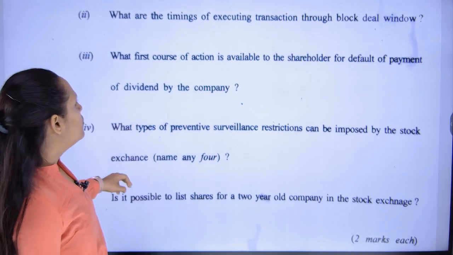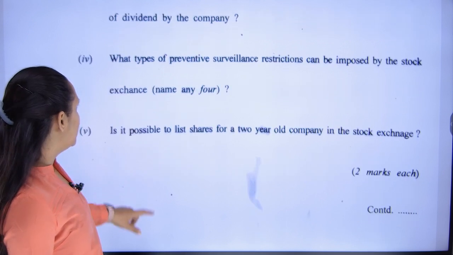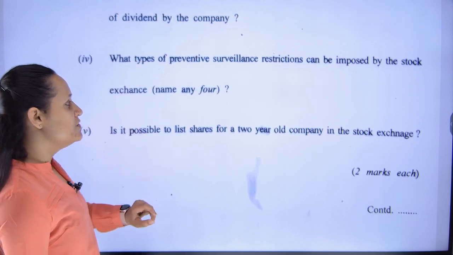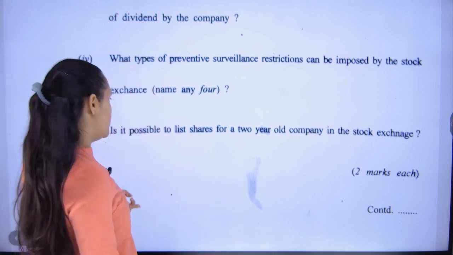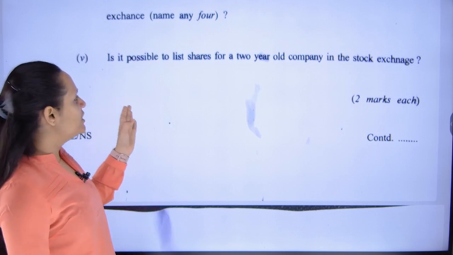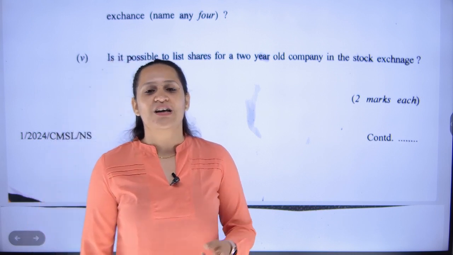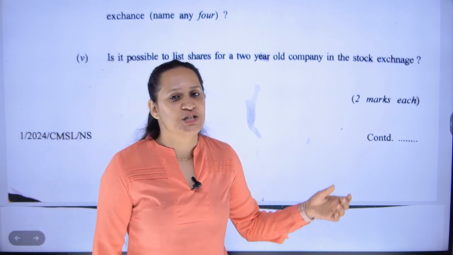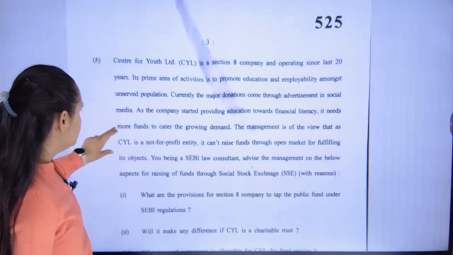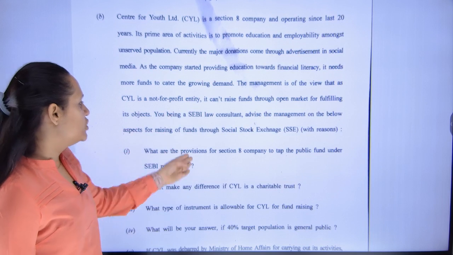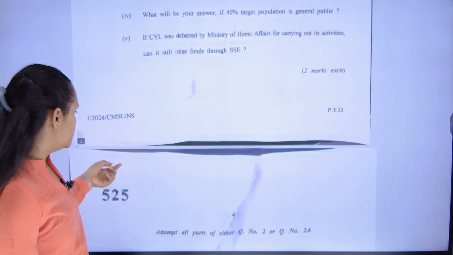What are the timings? What is the course of action if there is a default in the payment of dividend to the shareholder? What are the types of preventive surveillance restrictions? So all are very direct, easy, theoretical questions. Is it possible to list shares of a 2-year-old company on the stock exchange? Again, direct questions on the basis of the eligibility criteria and conditions for making an initial public offer. So again, this question is based on the social stock exchange, where they are asking you direct questions.